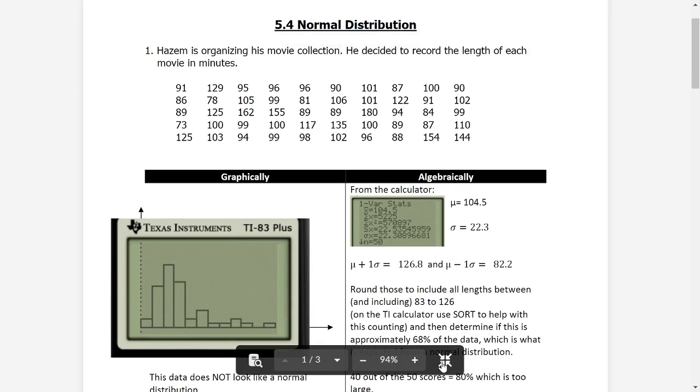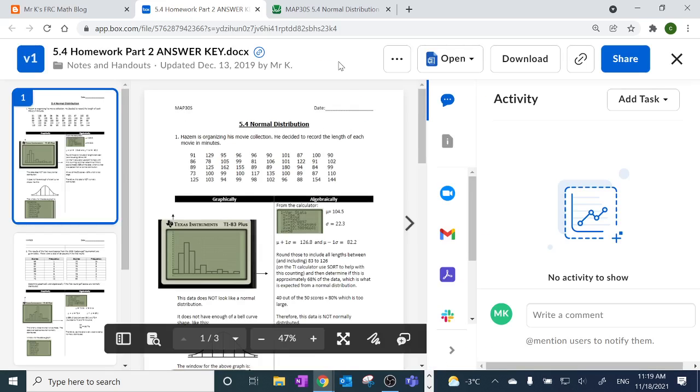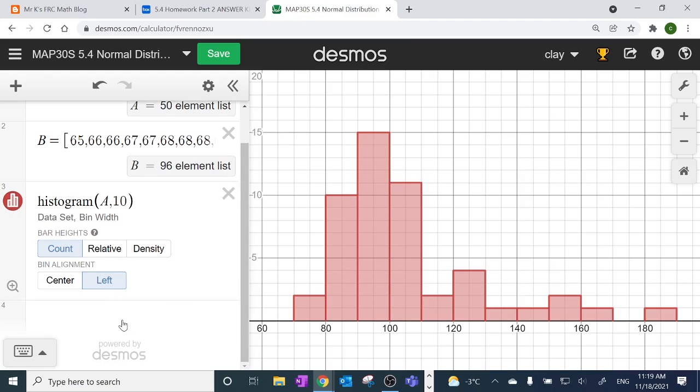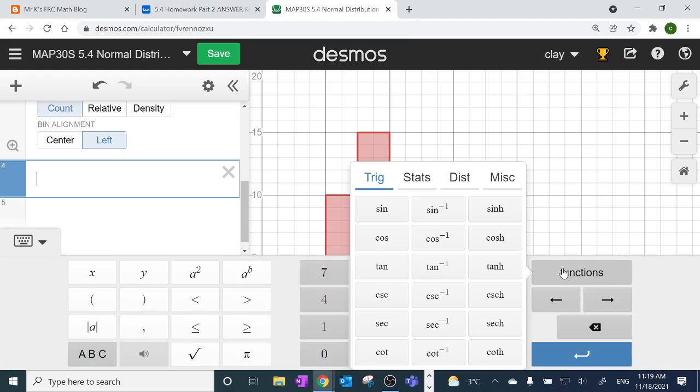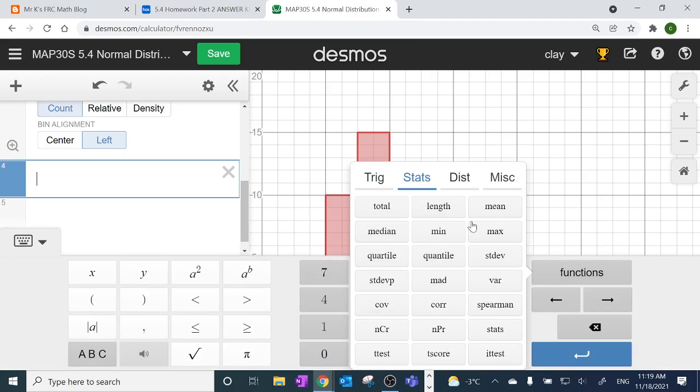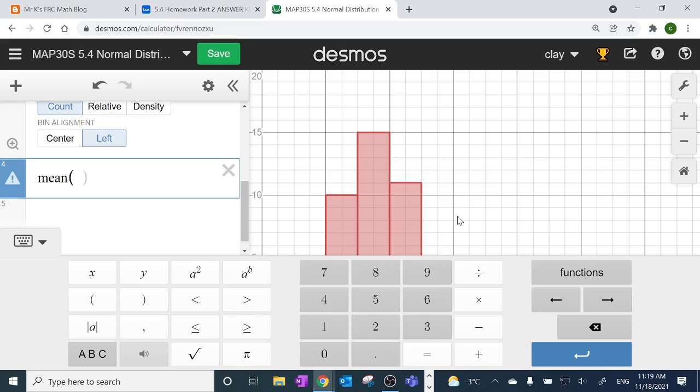And all three of these apps find standard deviation. So let's do the algebra way now. So the standard deviation and the mean. Let's do it with Desmos first. How do I find mean? I can either just type in the word mean, or I can go to my list of functions, stats, mean, and then I want the mean for data A, 104.5.